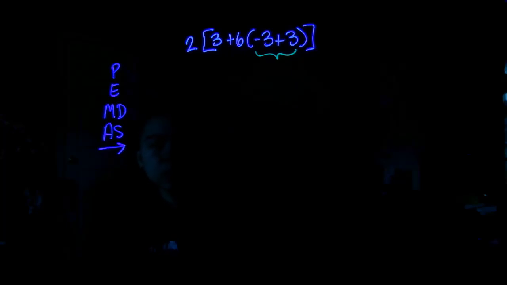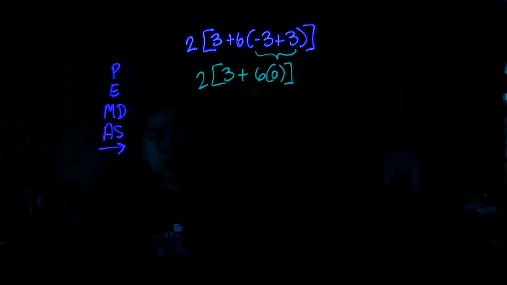Negative 3 plus 3 is 0. So 3 plus 6 in that parentheses is 0. Okay, so we're still working inside our parentheses or our grouping. We're going to do this multiplication right here. 6 times 0 is 0. We're going to finish our grouping. 3 plus 0 is 3.